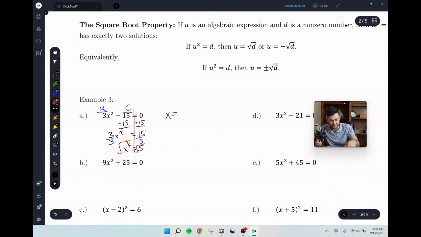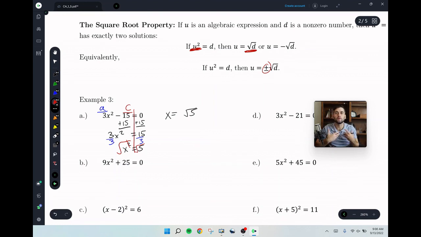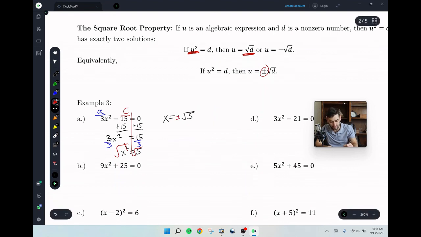Oh, that's not true. I just wrote it. X equals the square root of 5. And now we read that definition right up above, and it says if you're working with a variable squared and you square root it, then we're going to add this plus or minus, because we don't know whether it's a positive or a negative that got us that squared. So we're going to say both. So I'm going to add this plus or minus right there.